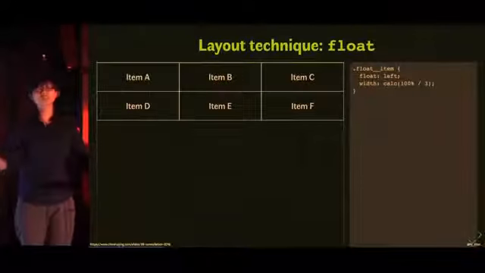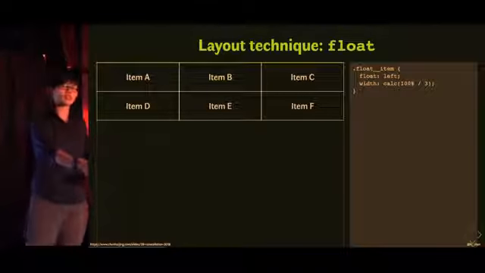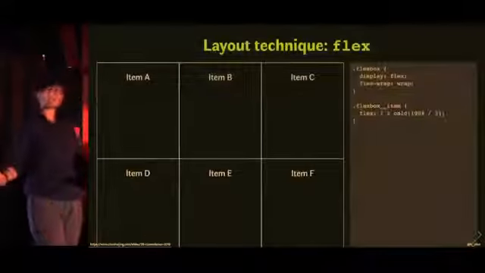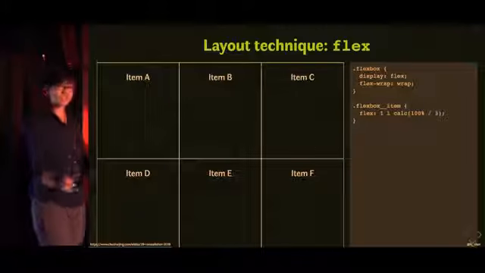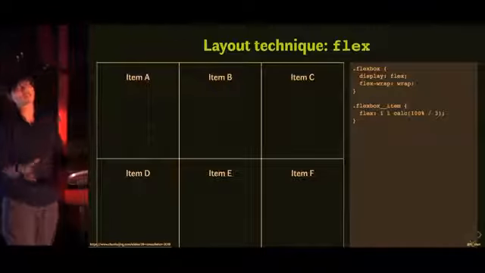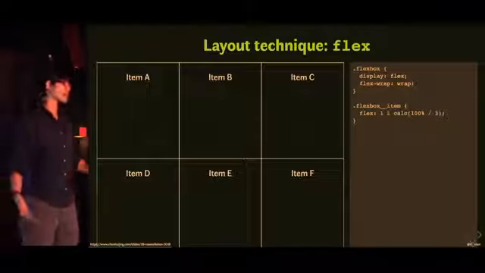It's almost exactly the same if you use float. You also have to make sure that each item is 1/3 of the container. Now, we can use flexbox, and the syntax is slightly different. But if you look closely, I am still trying to make the flex basis 1/3 of the container so that everything lines up in 3 columns.